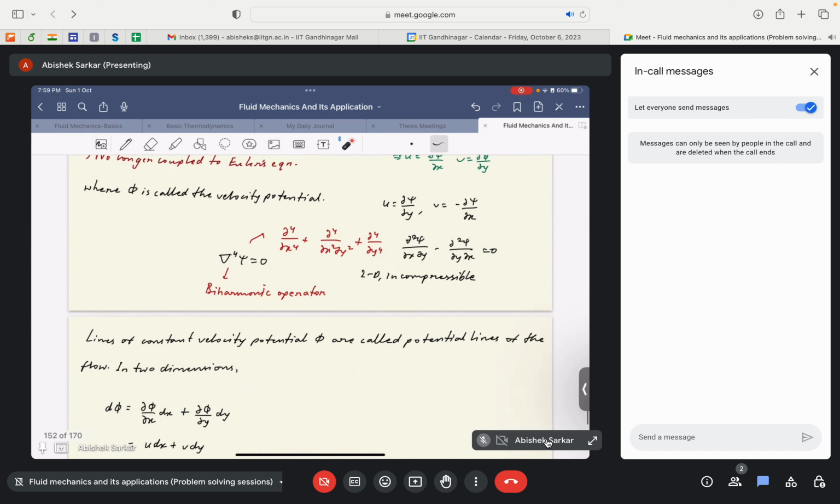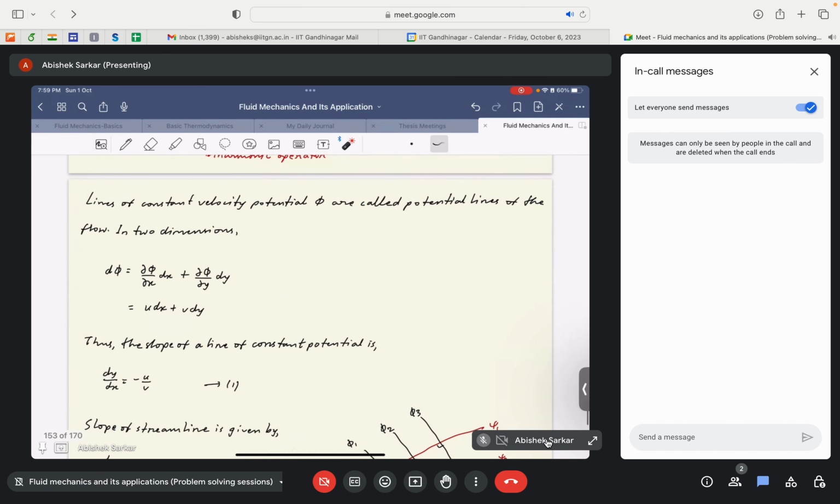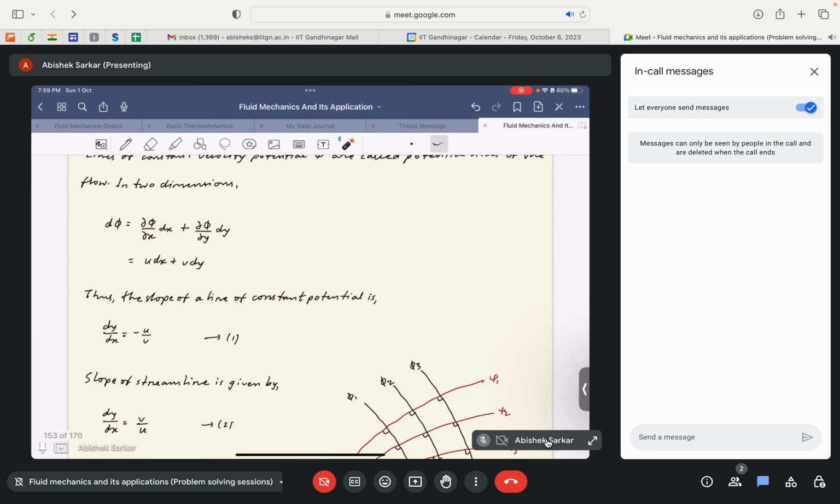Now, if we want to find the slope of the potential lines, the lines of constant velocity potential are called potential lines. For 2 dimensions, if we want to find d phi, the change in phi, and phi is a function of x and y, it is given by dou phi by dou x dx plus dou phi by dou y dy, which is equal to u dx plus v dy, since by definition dou phi by dou x is equal to u and dou phi by dou y is equal to v. If we play with this equation to find the slope of the line of constant potential, that means d phi equal to 0, which gives dy by dx equal to minus u by v.